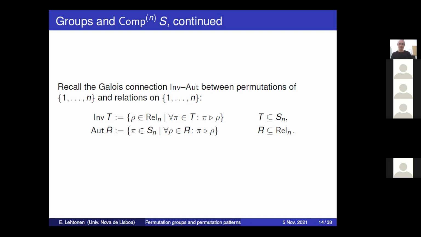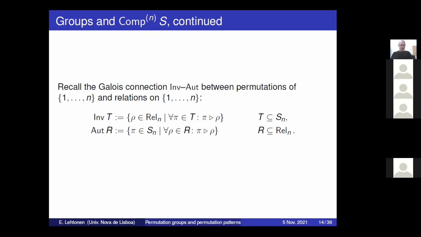invariant relations. So recall that there is a Galois connection between permutations and relations. So this is the Galois connection induced by the relation of a permutation preserving a relation. So if we are given a permutation and a relation, we say that the permutation preserves the relation if the images of the tuples in the relation, when we apply the permutation component-wise, the resulting images will also be in the relation.